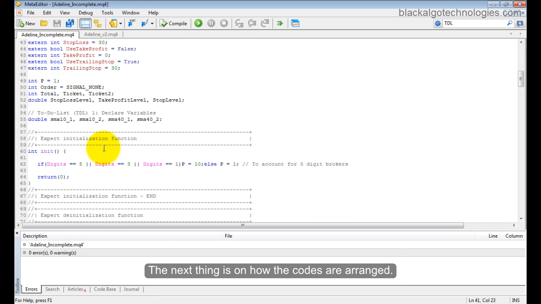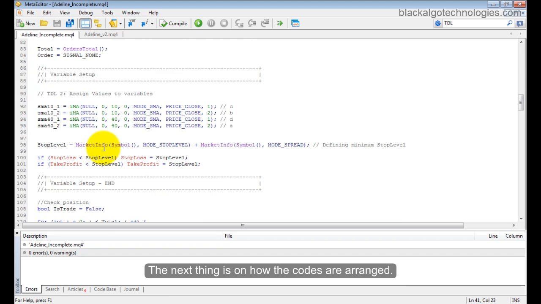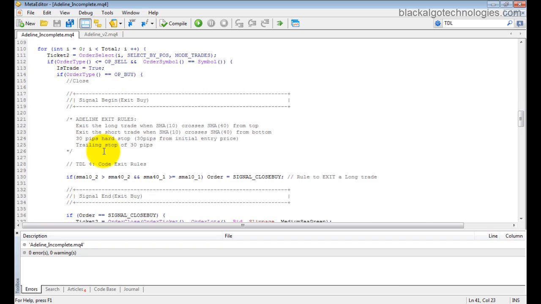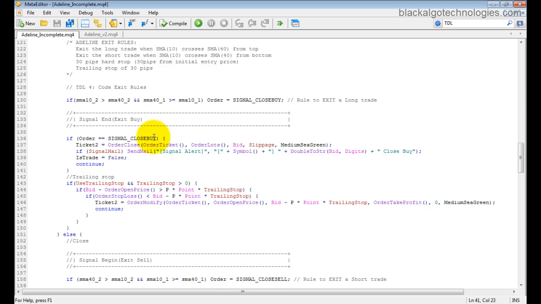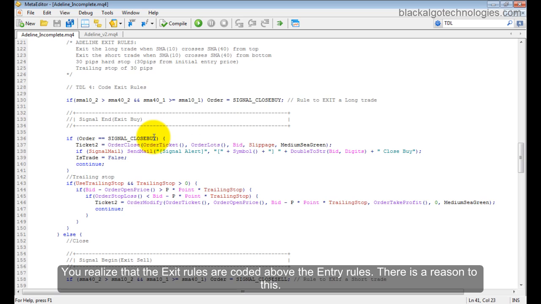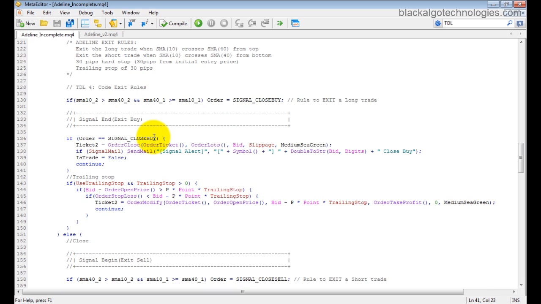The next thing I want to talk about is the way the codes are arranged. You will probably realize that the exit rules are coded above the entry rules, and this is for a good reason. Take some time to think about it. Why would we code the exit rules before the entry rules?